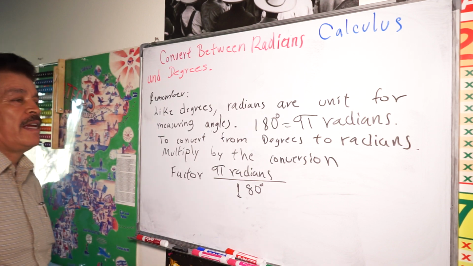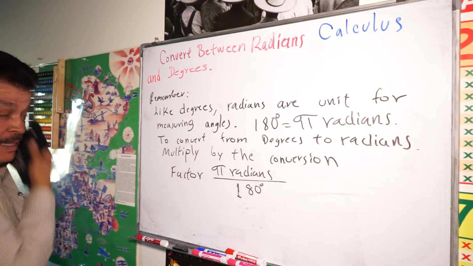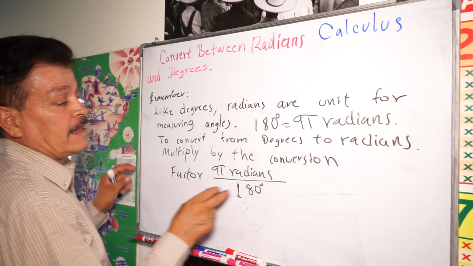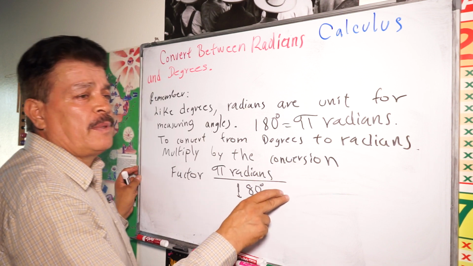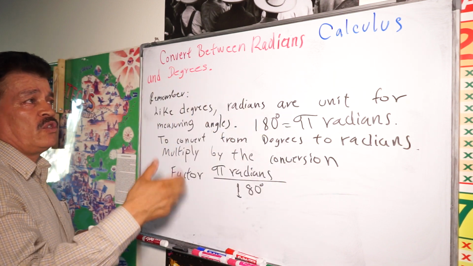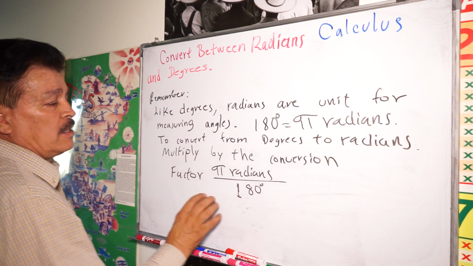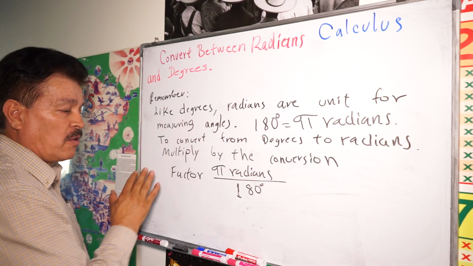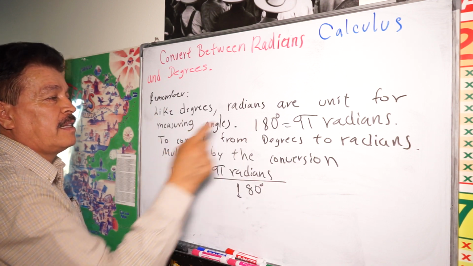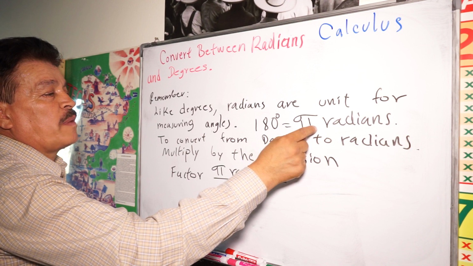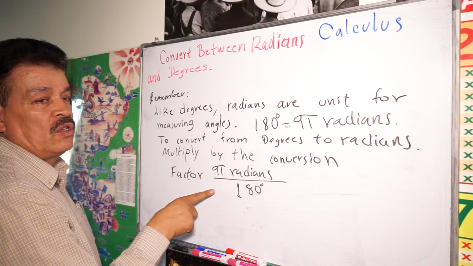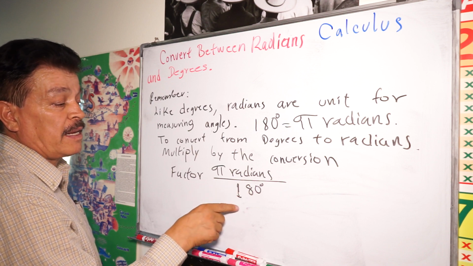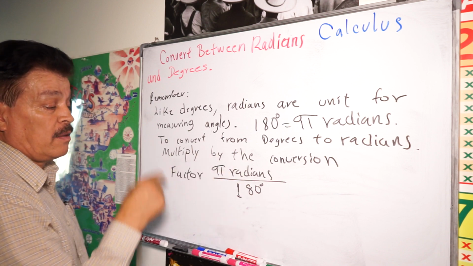This is the main idea. So please keep this concept in your mind. Don't forget it. We are going to apply this concept in our class. We are going to convert degrees to radians using this idea. Okay, so I'm going to erase it. Keep in your mind, 180 degrees equals pi radians. So this is the factor. We have to multiply the degrees by pi radians divided by 180 degrees. That way you get the answer.